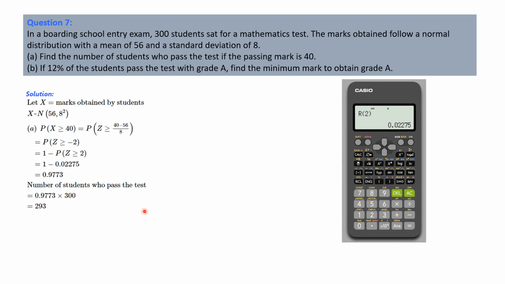Besides using the normal distribution table, we can also use a calculator to find the probability. But different models of calculator have different ways of pressing it. So this one you have to explore by yourself. So remember to explore your calculator so you know how to get the value from it.